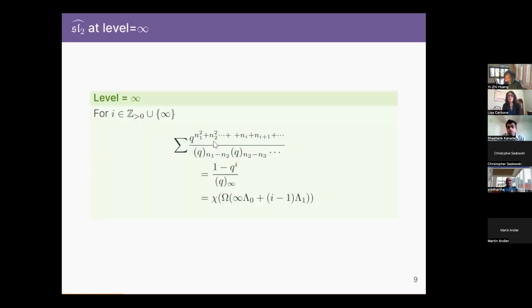So this is how it looks on the left-hand side. This is an infinite fold sum. On the right-hand side, this is what you have. That's the product. And really, I'm taking the level to infinity. So this is infinity times lambda 0.